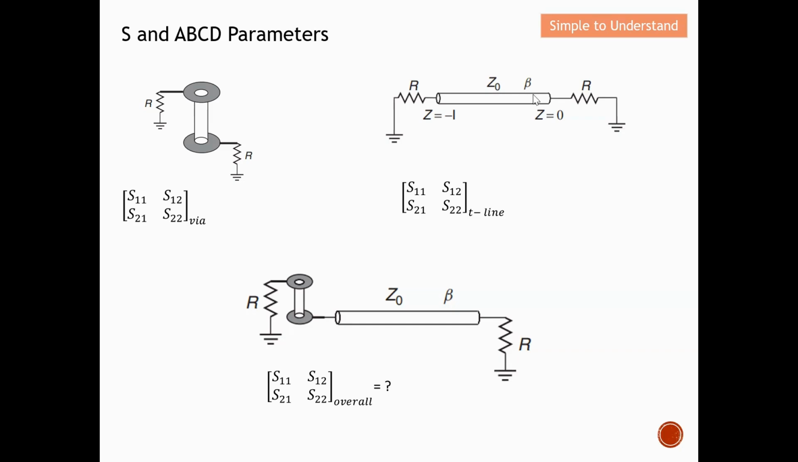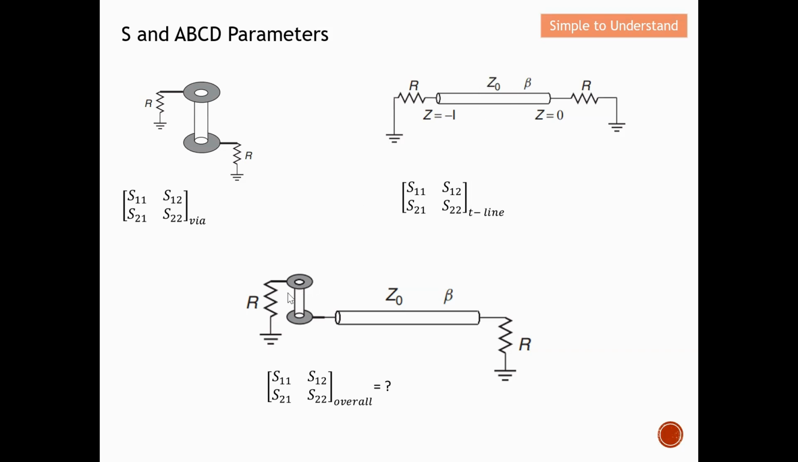We also have this transmission line. Again, this will be the input and output impedance. These S parameters will describe the performance of this transmission line. So this will be the S parameters, mainly to describe the transmission line characteristics.